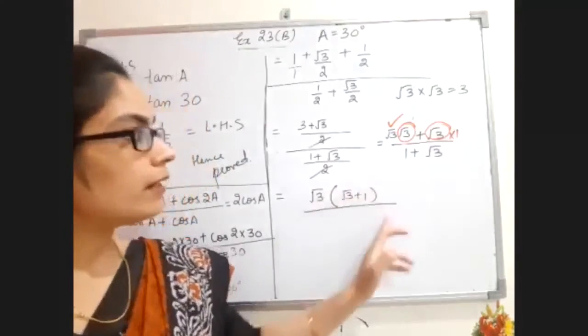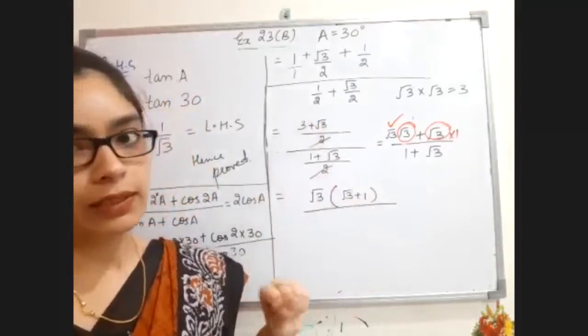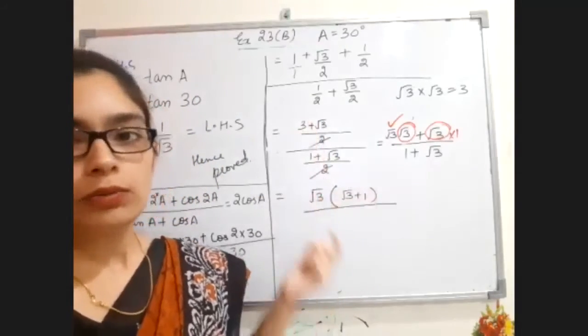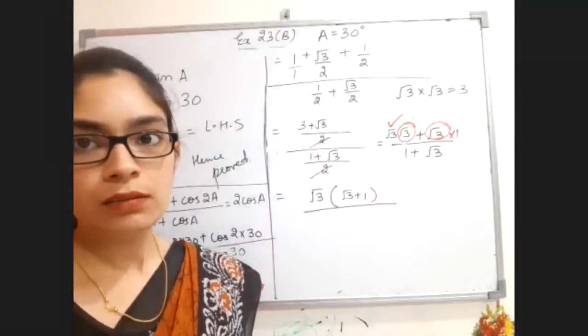See, if you multiply again, you will get the same thing, 3 plus root 3. 3 into root 3 into root 3, 3. Root 3 into 1, root 3. Now is this step clear?